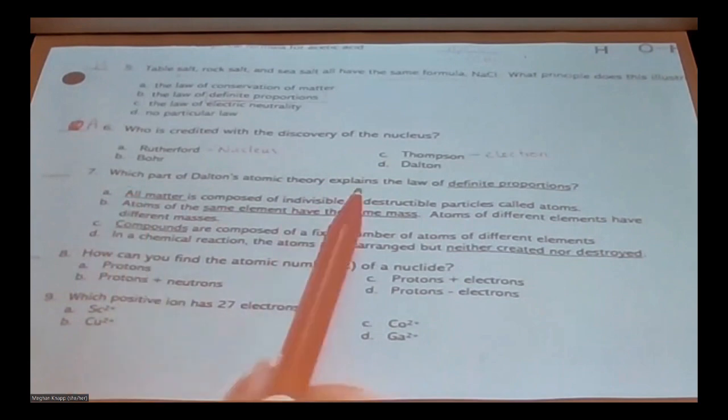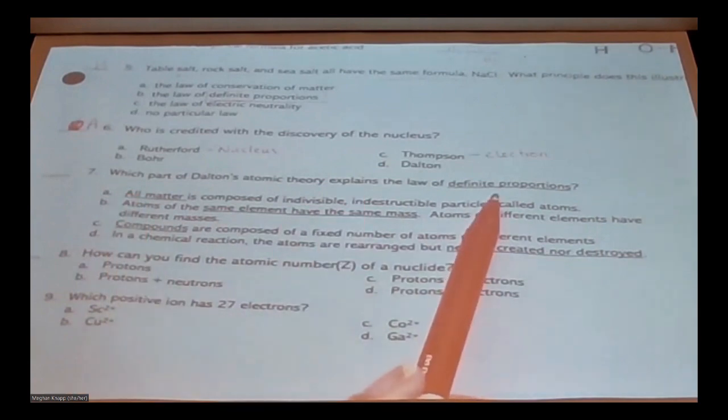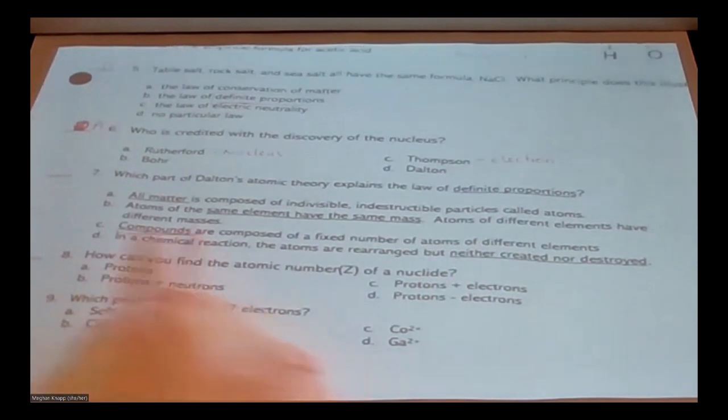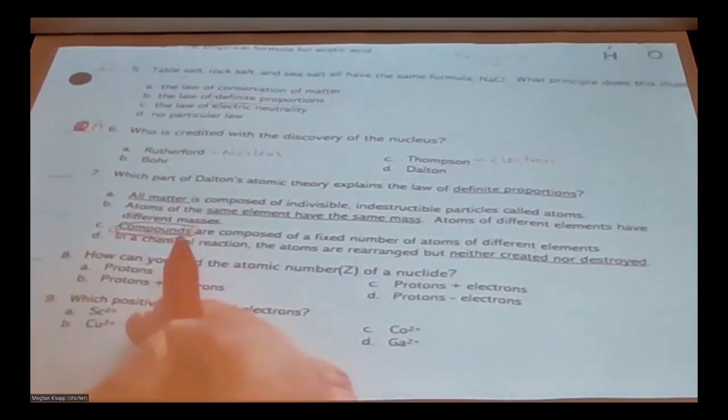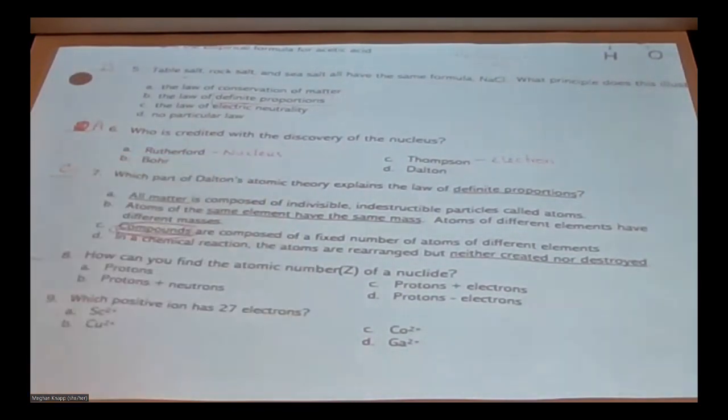So which part says the definite proportions? So definite proportions talks about a compound. So notice right here, I've underlined the word compounds. This is what talks about the ratio of elements in compounds. So this one's C. The other classes had the law of conservation of mass.